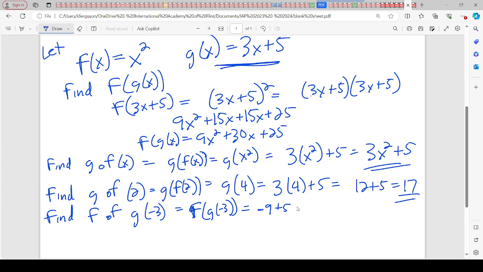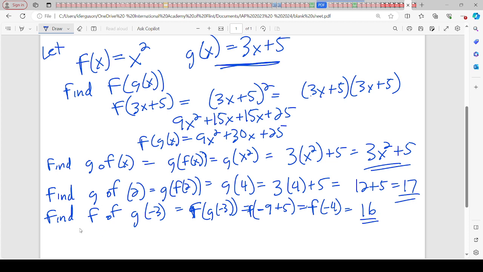Right? So I'm going to have f of negative 4. So I'm going to take negative 4 and plug it into f. Well, that's negative 4 to the second power. Negative 4 to the second power is positive 16. And that's my answer. Composition of functions. A function inside another function.